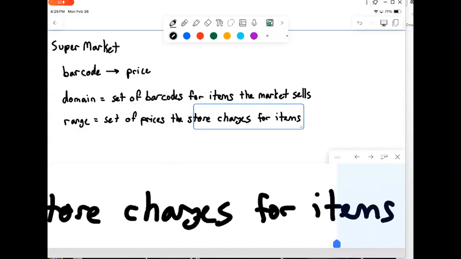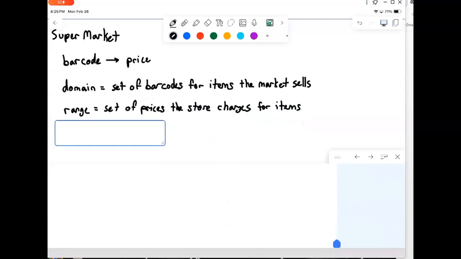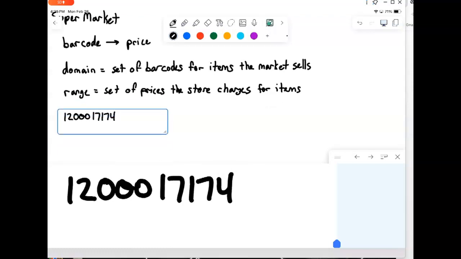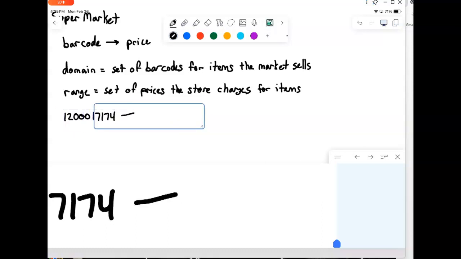Okay. But there's one thing we definitely do not want to have happen at the supermarket. And that is if we took our barcode here, and this was just a barcode off of a bottle of soda, 12000017174. So if we scan in that barcode for a 20-ounce bottle of soda, one thing we would not like to have happen at our market is this.